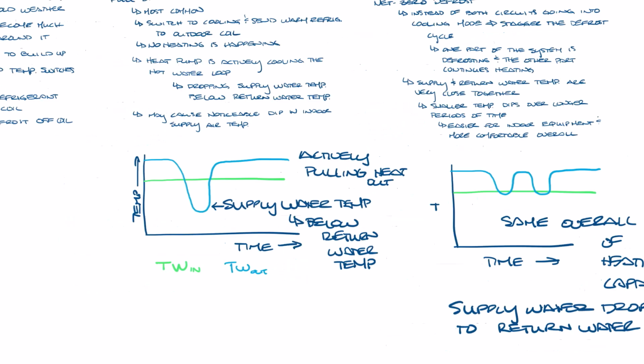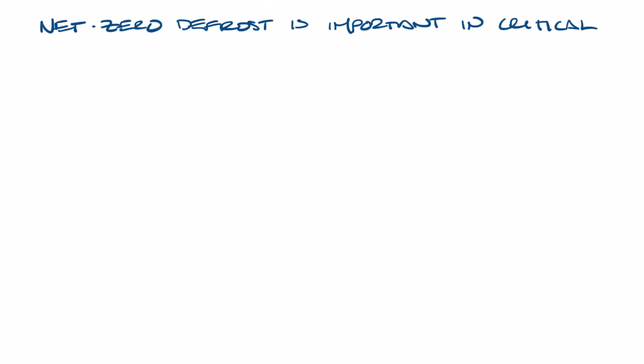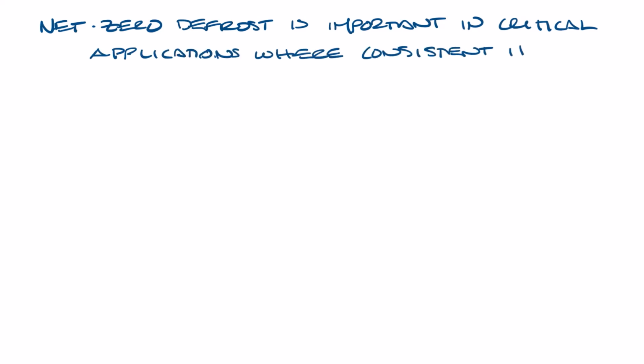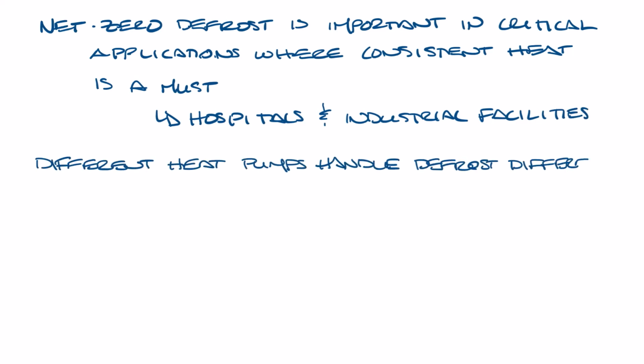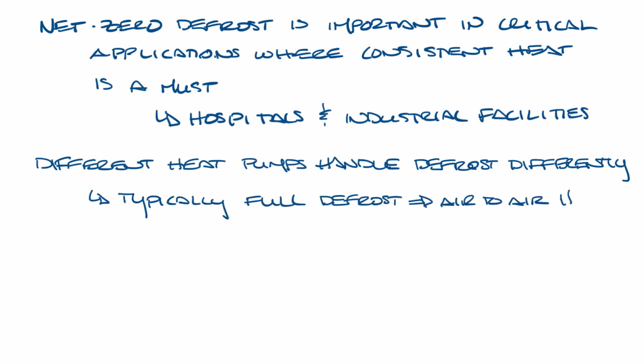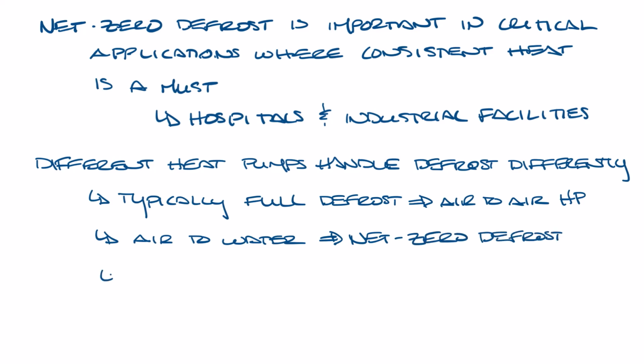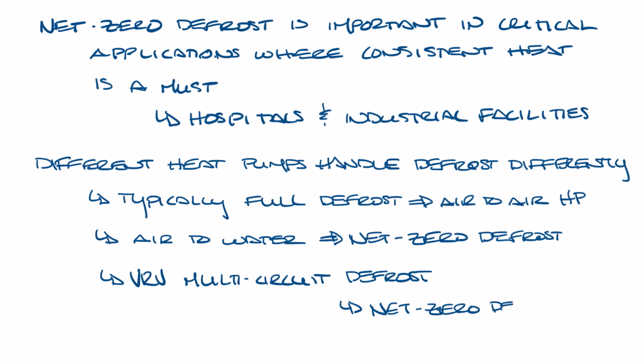So let's move this over again. Net zero defrost is especially important in critical applications where consistent heat is a must, like hospitals or industrial facilities. Different types of heat pumps handle defrost differently. You'll typically see full defrost in air-to-air heat pumps, whereas air-to-water heat pumps often have net zero defrost, and VRV systems offer multi-circuit defrost, which is essentially net zero defrost.